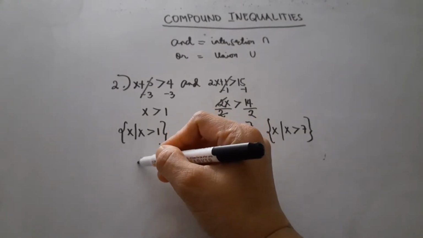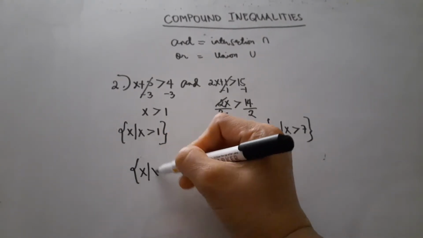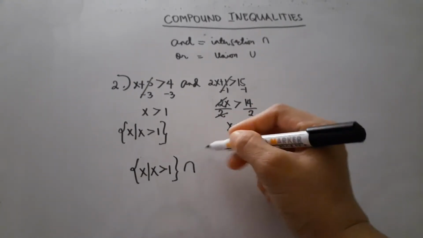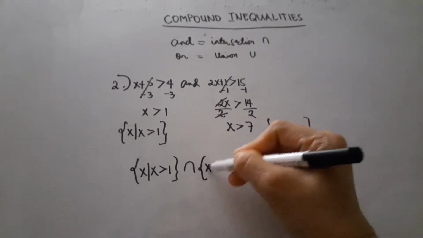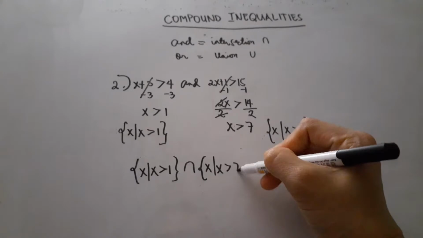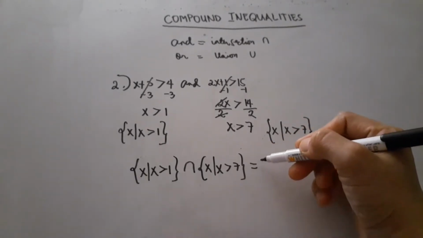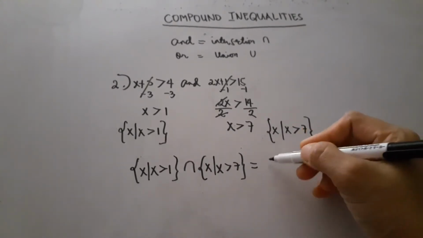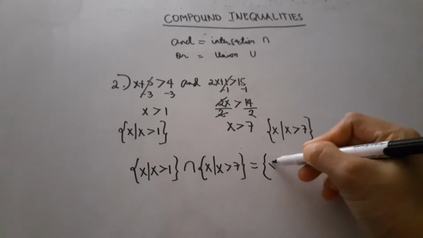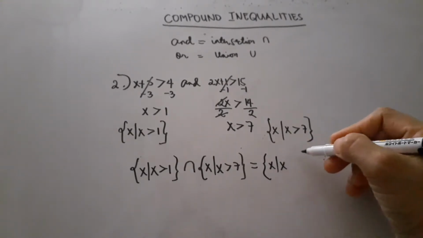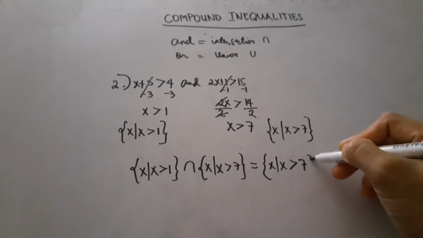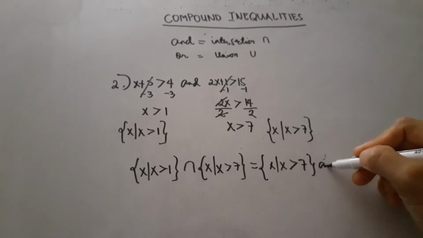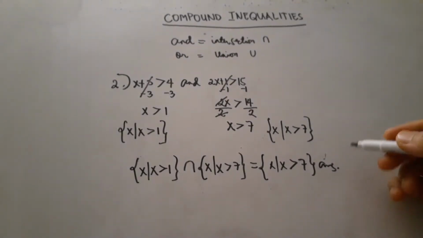When we join these together, we have the set of x such that x > 1, intersection with the set of x such that x > 7, which is equal to the set of x such that x > 7. And this is the answer.